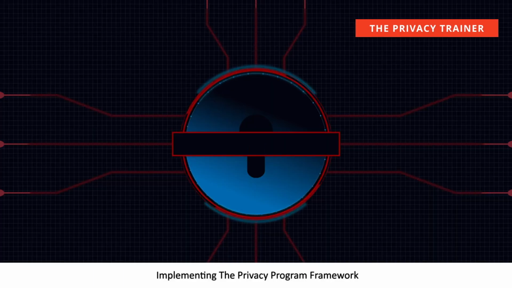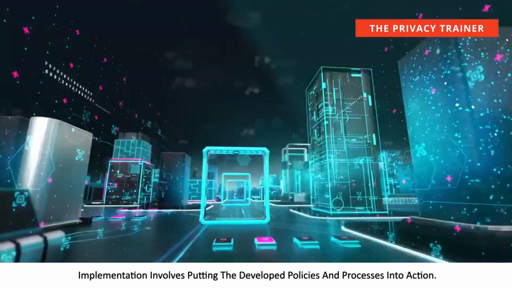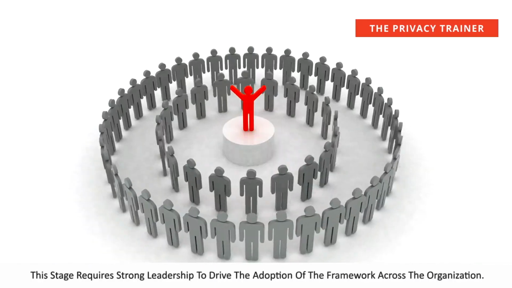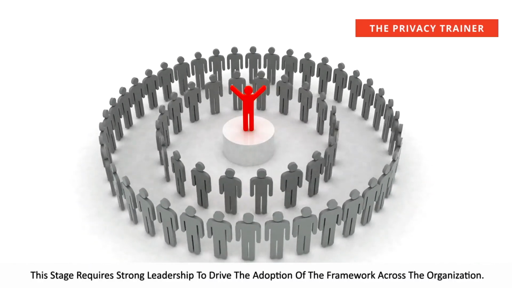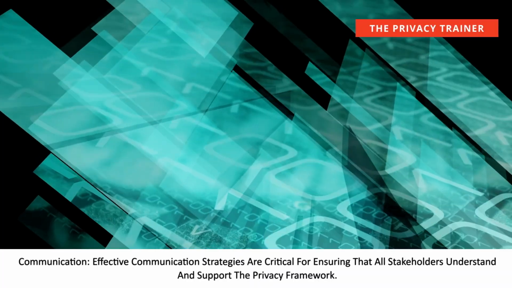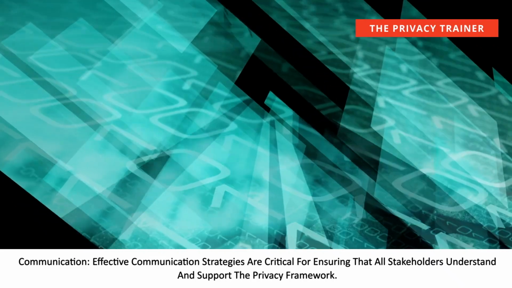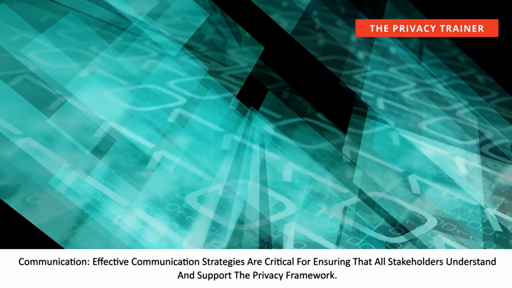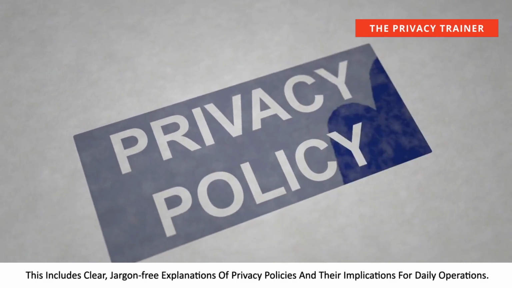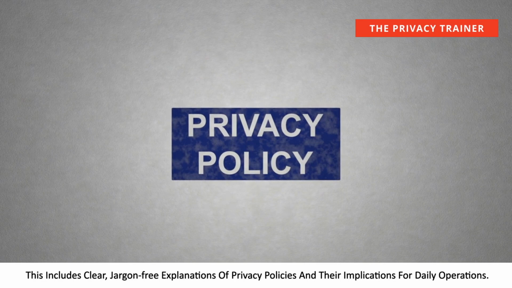Implementing the privacy program framework. Implementation involves putting the developed policies and processes into action. This stage requires strong leadership to drive the adoption of the framework across the organization. Communication. Effective communication strategies are critical for ensuring that all stakeholders understand and support the privacy framework. This includes clear, jargon-free explanations of privacy policies and their implications for daily operations.